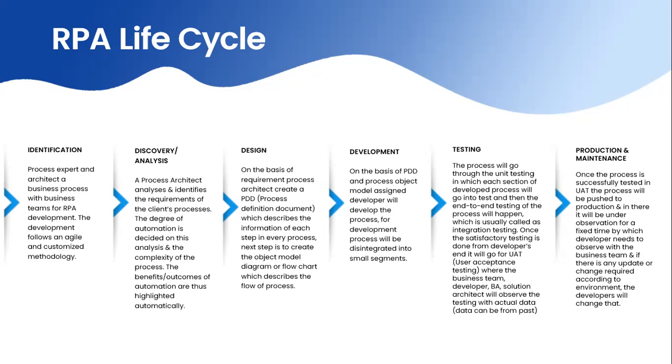Second one is discovery and analysis. Then the architect will decide how much it can be automated. Business analyst is required in the first step because, if it can be automated, the documentation is going to follow. So identification: first I'm identifying which processes can be automated and whether they can be automated or not.